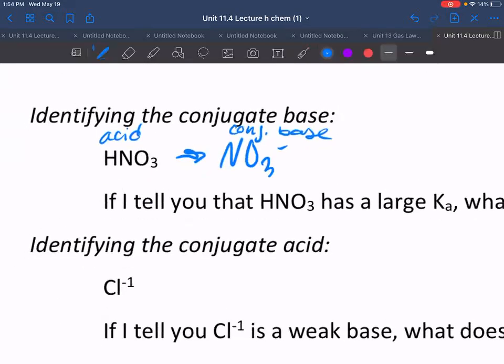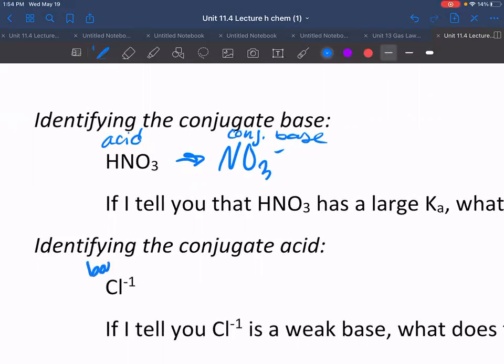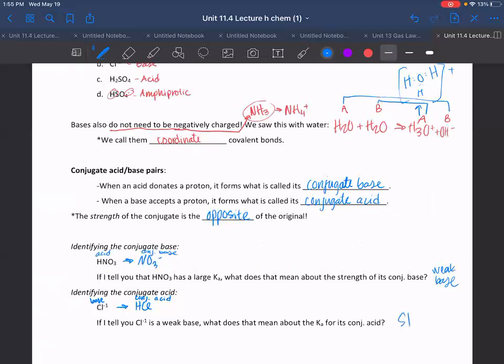Now let's do the flip side. I'm telling you I have a base. You can also tell because it's got that -1 charge. If a base accepts a proton, the conjugate acid will be plus 1 more H, HCl. This is the conjugate acid to Cl minus. Now, if chloride is weak, what does that mean for HCl? Strong acid. Any questions on this?